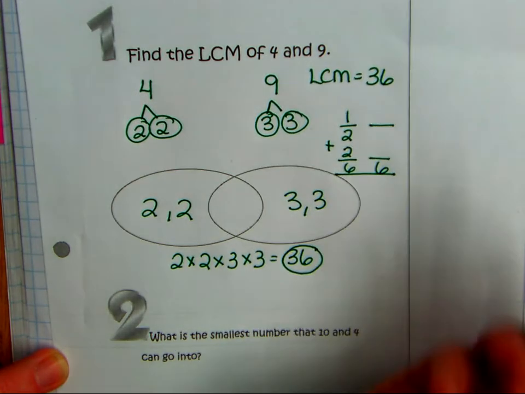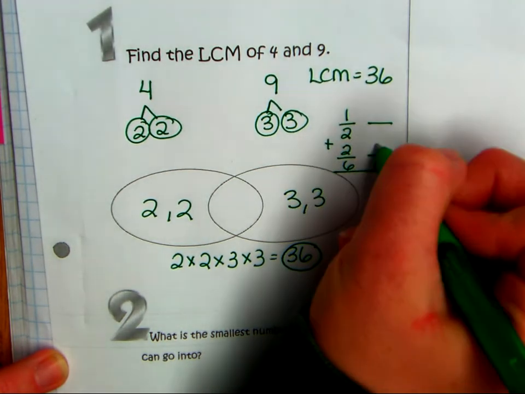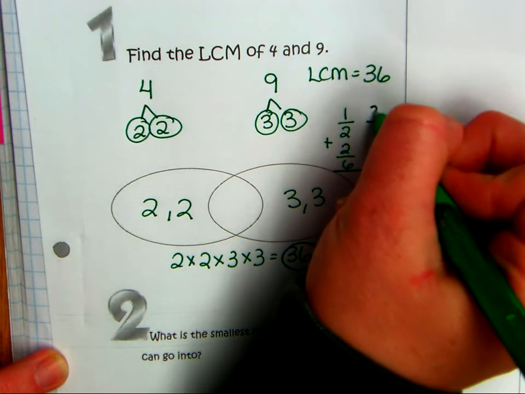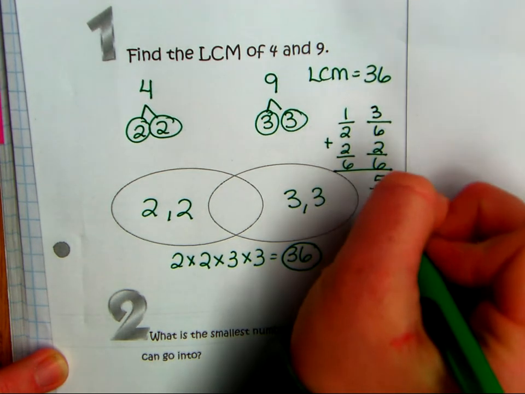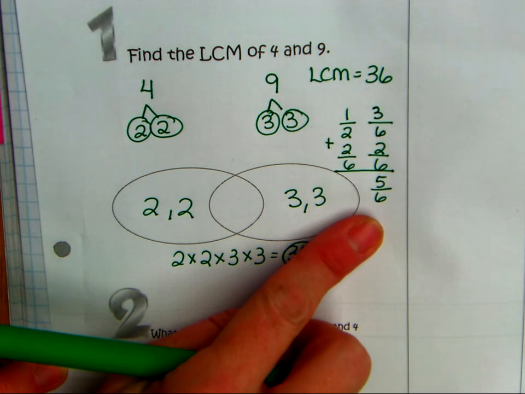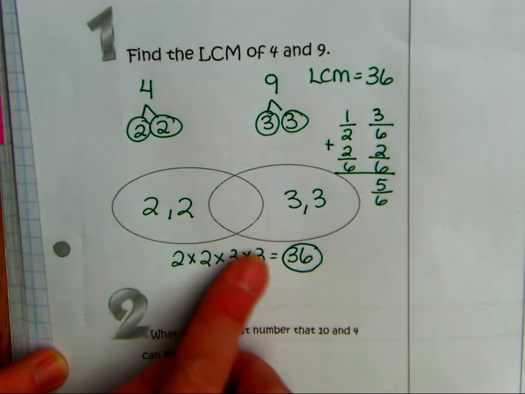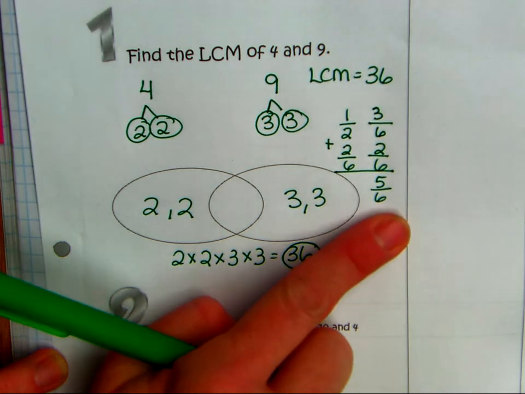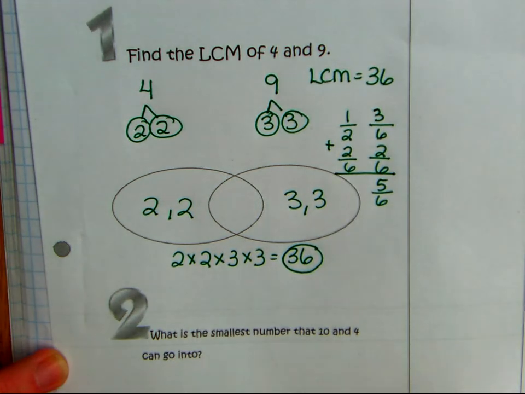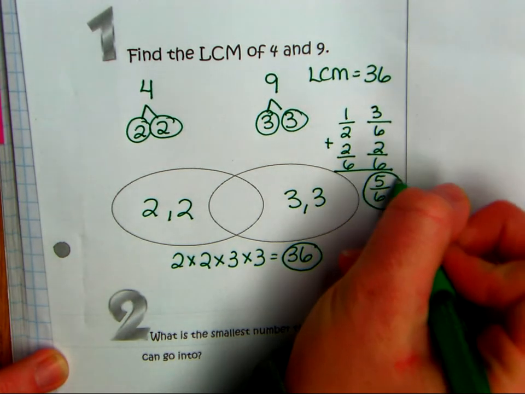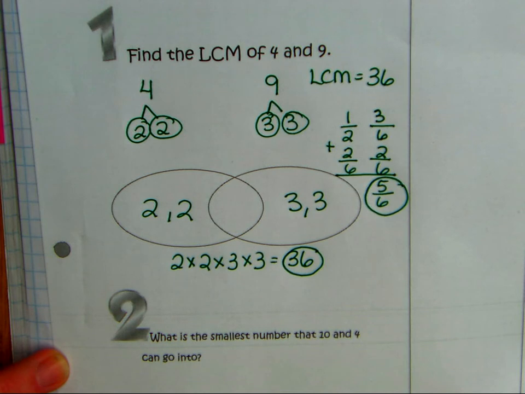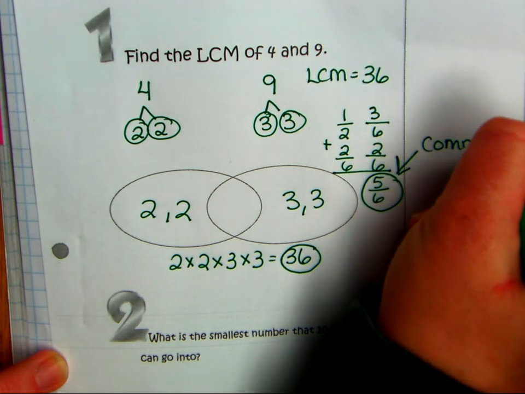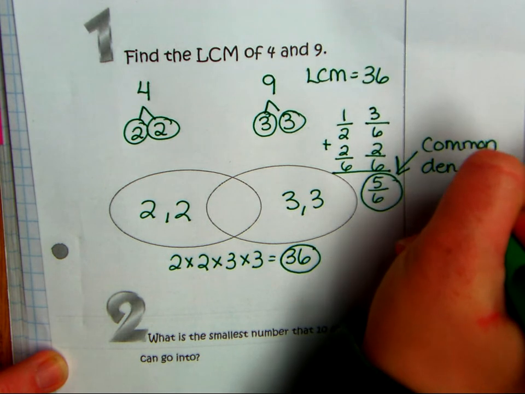So 6 goes into 6 one time. 1 times 2 is 2. 2 goes into 6 3 times. 3 times 1 is 3. And now you can add them up. So this is a case in which you would use this method of finding the least common multiple to find the common denominator. So that's a way that you would use least common multiple in real life. It's the same as finding the common denominator.